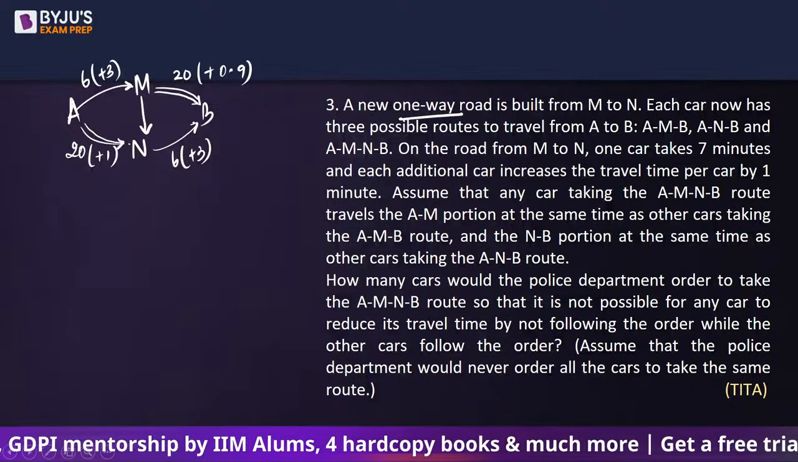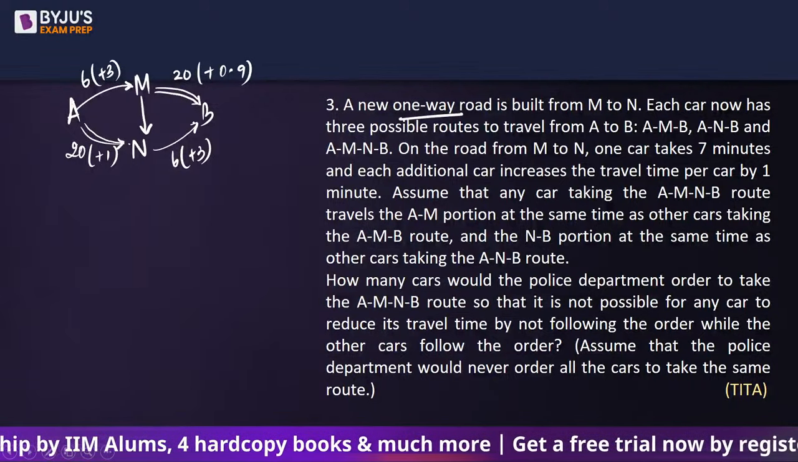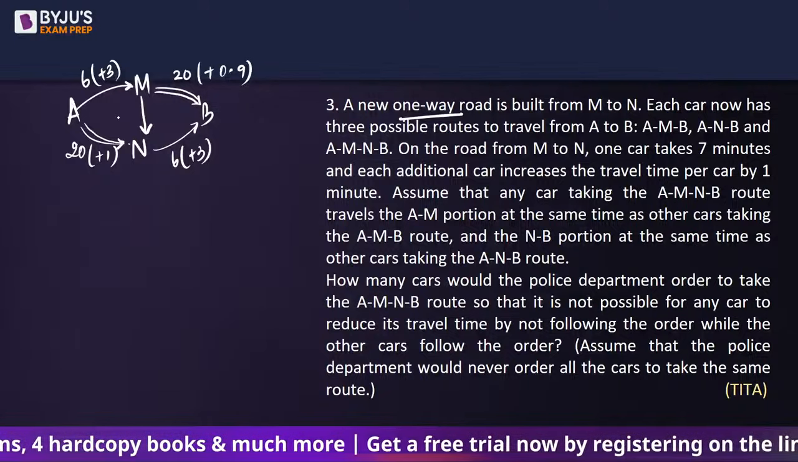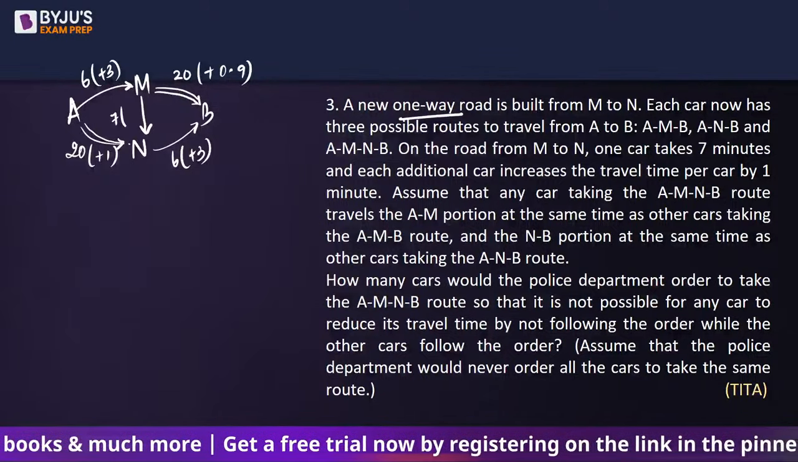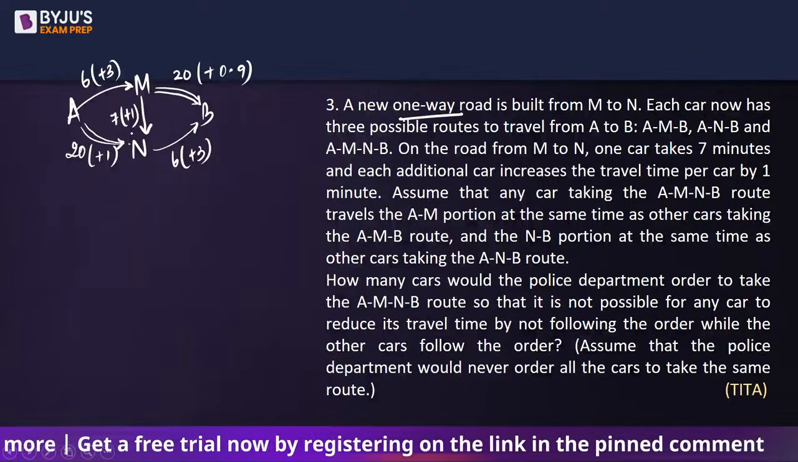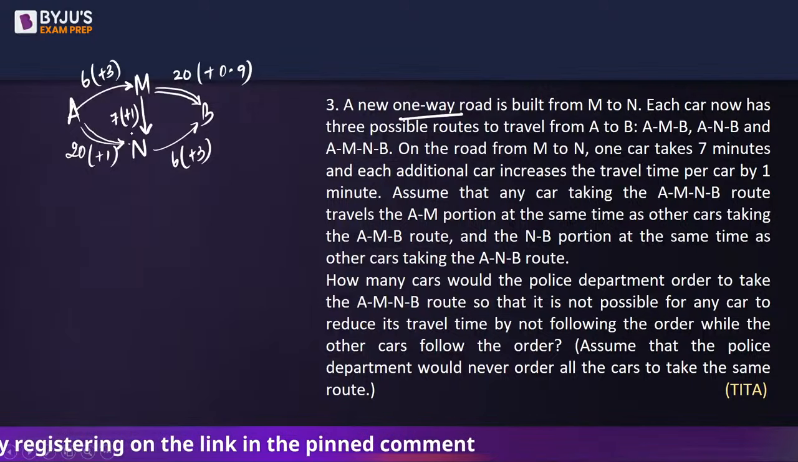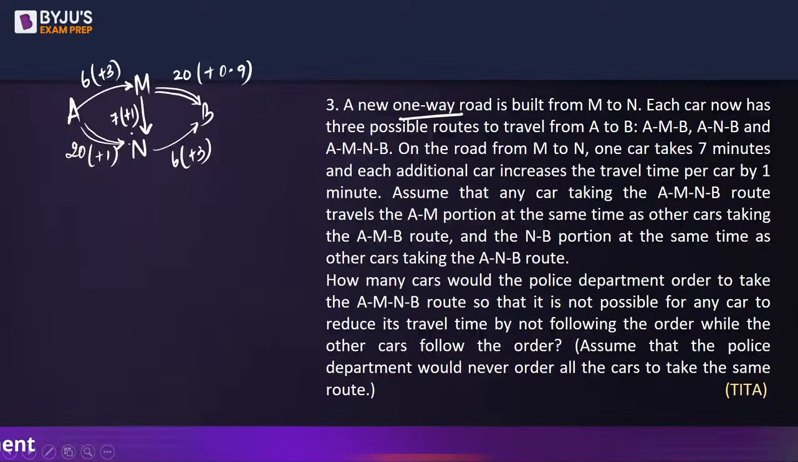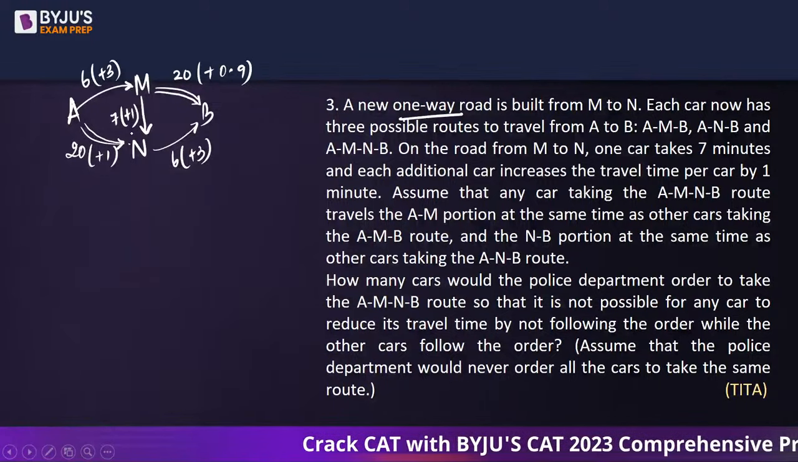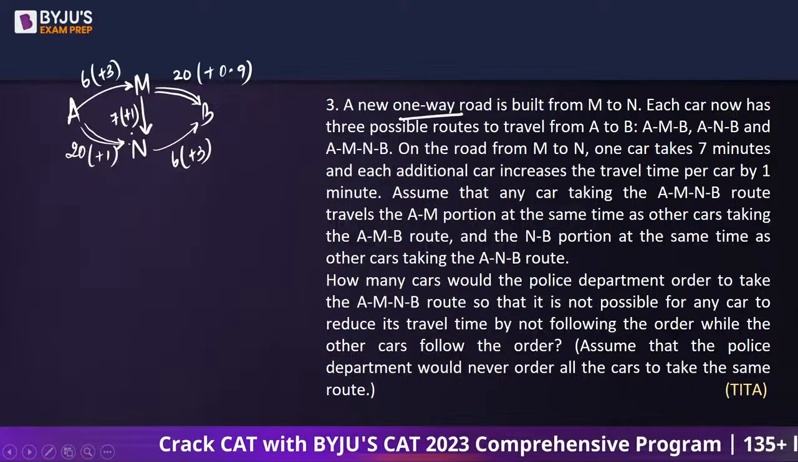Like I said. On the road from M to N, one car takes 7 minutes, and each additional car increases the travel time by 1 minute. So 7 and 1. Assume that any car taking the AMNB route travels the AM portion at the same time as other cars taking AMB route. So they move simultaneously. आगे पीछे नहीं चल रहे. Okay. And the NB portion at the same time as other cars taking the ANB route.